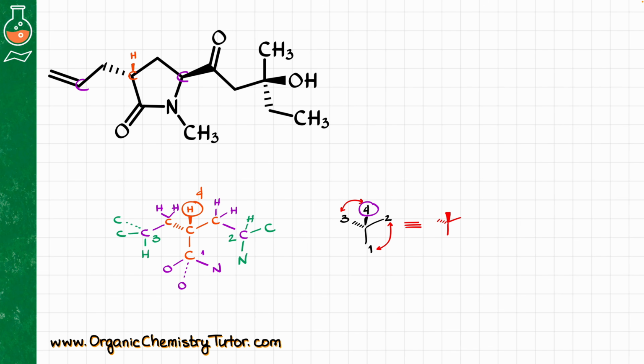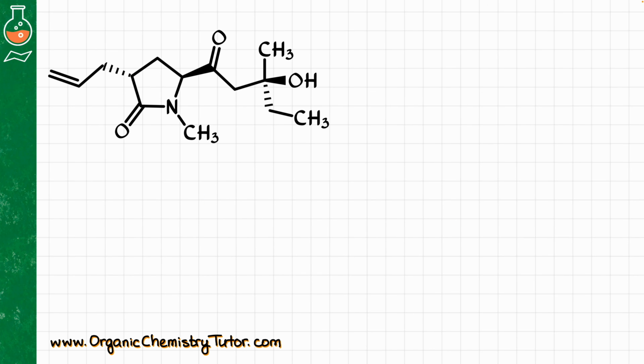So here I'm going to have 3 like that, 4 over here, 2 and 1. So now my lowest priority is in the back. I am going to follow my priorities 1, 2, 3 clockwise, which means that this is the R stereodescriptor. Now, moving on to my next atom, I'm going to be looking at this guy over here.